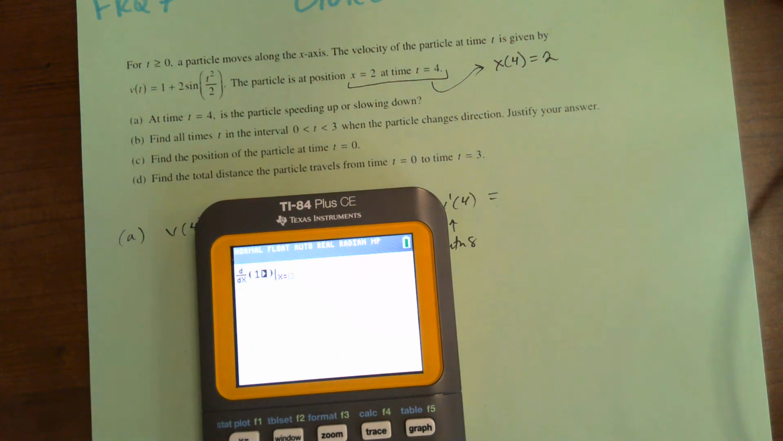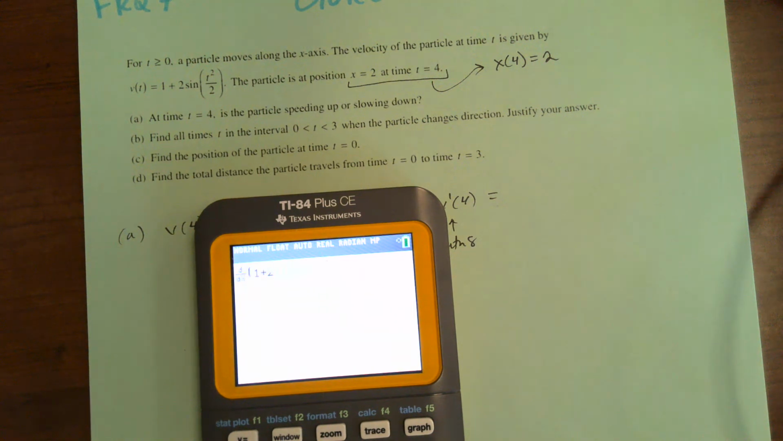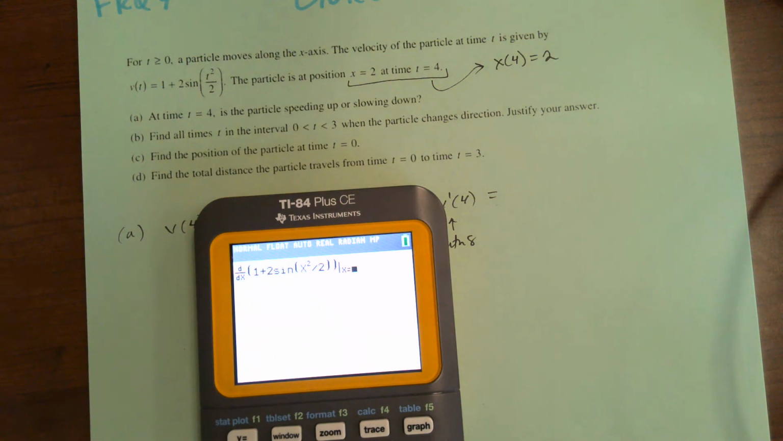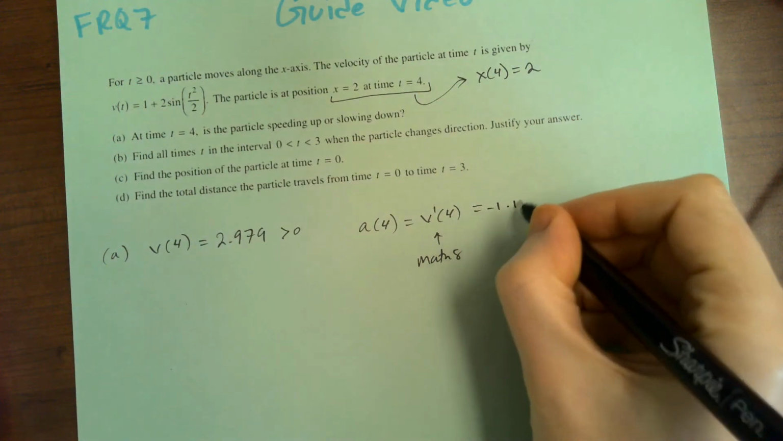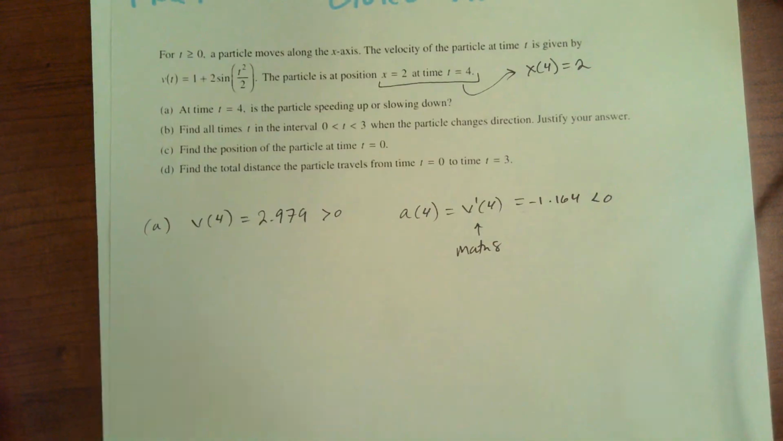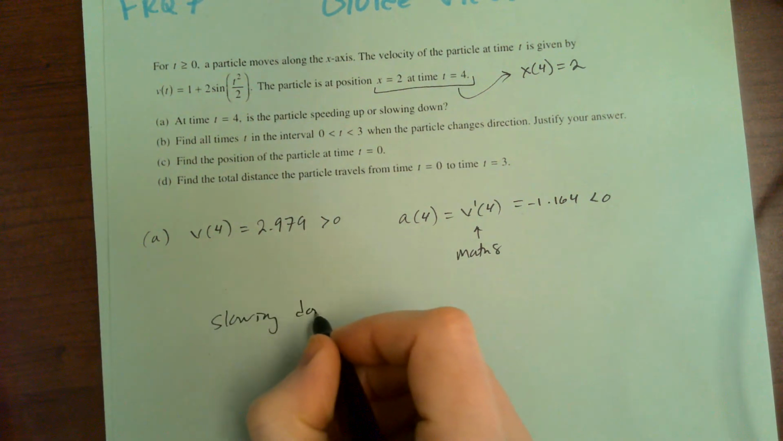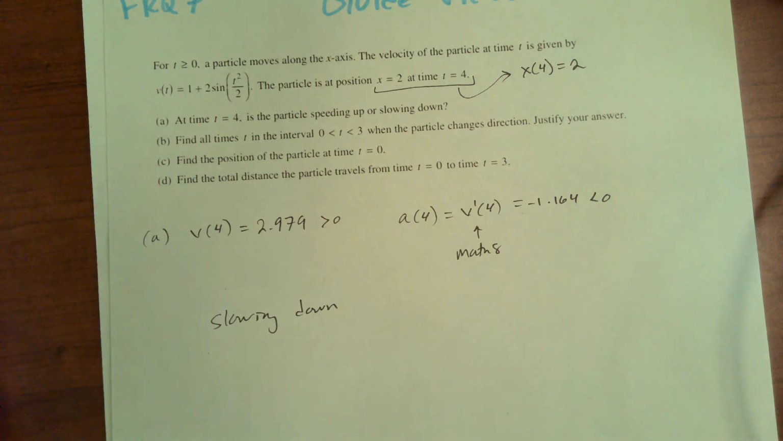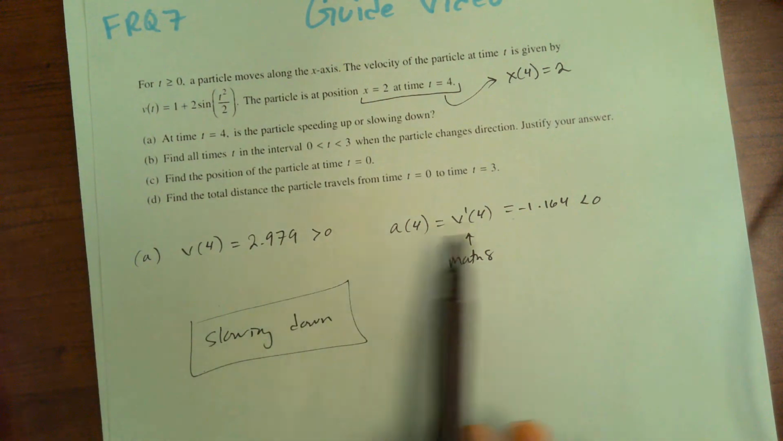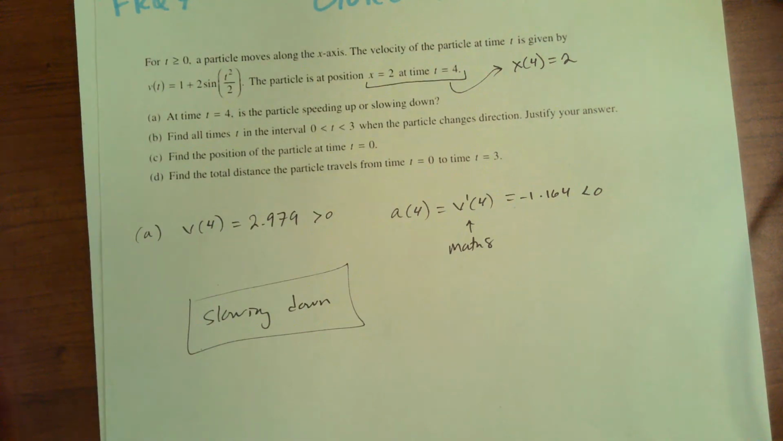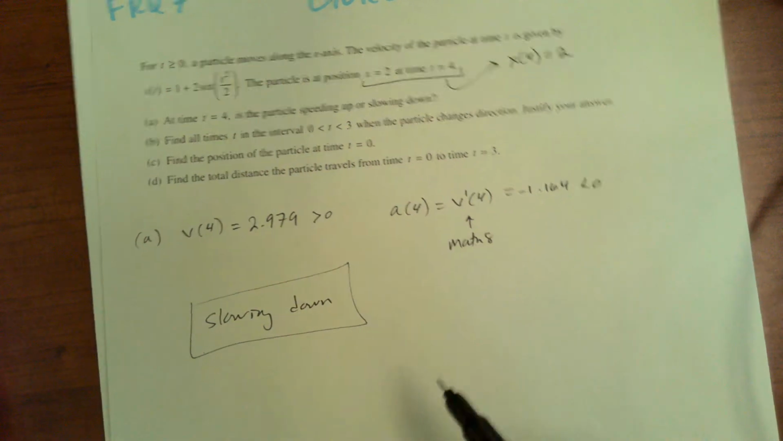I'm just typing 1 plus 2 sine x squared over 2, evaluated at 4. Okay, negative 1.164. That's less than 0. So the answer is slowing down. They didn't even ask you to explain. So you're going to have to show this work and then just say slowing down. And if they asked you to explain, you would say slowing down because the velocity and acceleration have opposite signs, or the velocity is positive and the acceleration is negative. That would work.